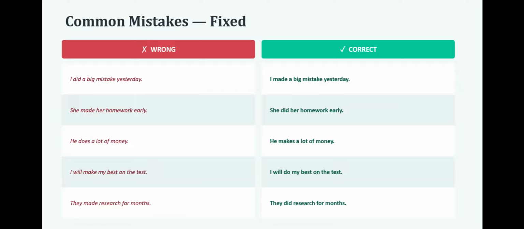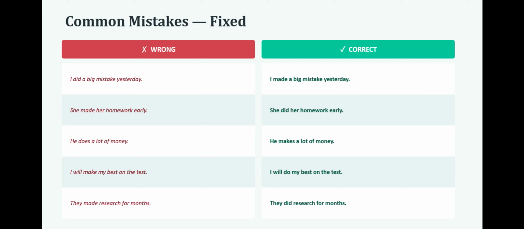Mistake 3. Wrong: He does a lot of money. Correct: He makes a lot of money. Money is produced, so make. Mistake 4. Wrong: I will make my best on the test. Correct: I will do my best on the test. This is a fixed expression. Always do your best, never make your best. Mistake 5. Wrong: They made research for months. Correct: They did research for months. Research is treated as ongoing work, so it takes do.